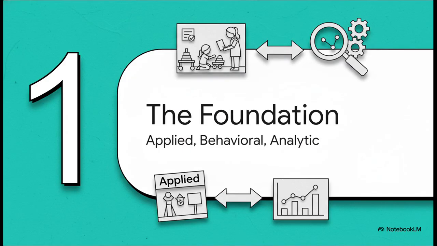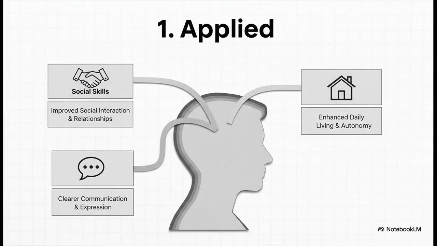The first three dimensions are the absolute bedrock of what makes ABA what it is. Think of them as the non-negotiables: applied, behavioral, and analytic. First up, we've got applied. This just means we're focusing on behaviors that really matter in the real world, behaviors that are socially significant. We're not just changing behavior for the sake of it. The whole point is to improve someone's quality of life in a way they can actually feel.